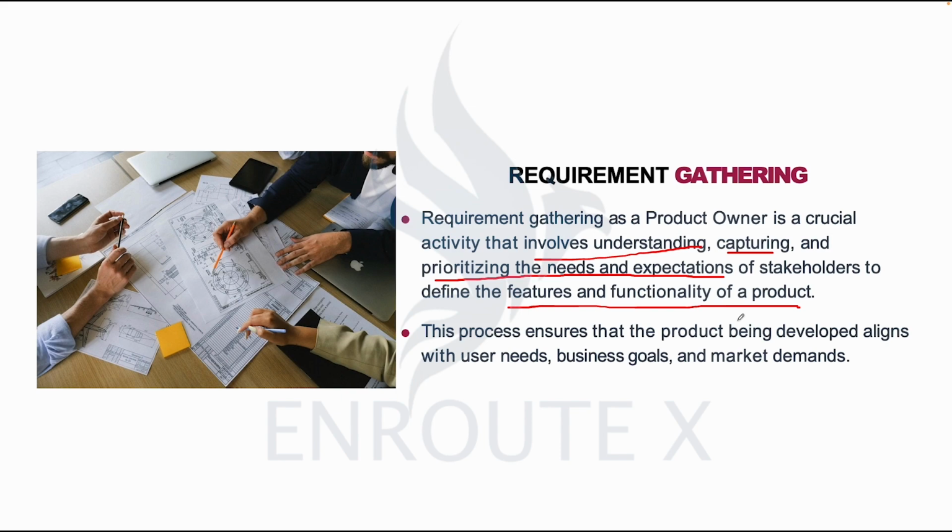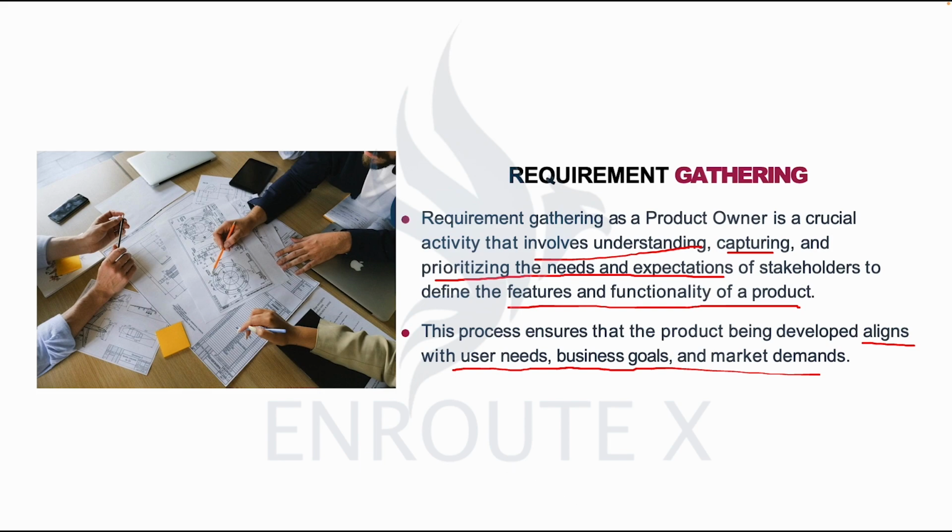Right? This process ensures that the product being developed aligns with the user needs, business goals, and market demands. The product owner is conscious of the user needs, the business goals, and the market demands. So part of the business goals and market demands would also be the competitors, what the user needs, talking about what the users want, and all the rest.